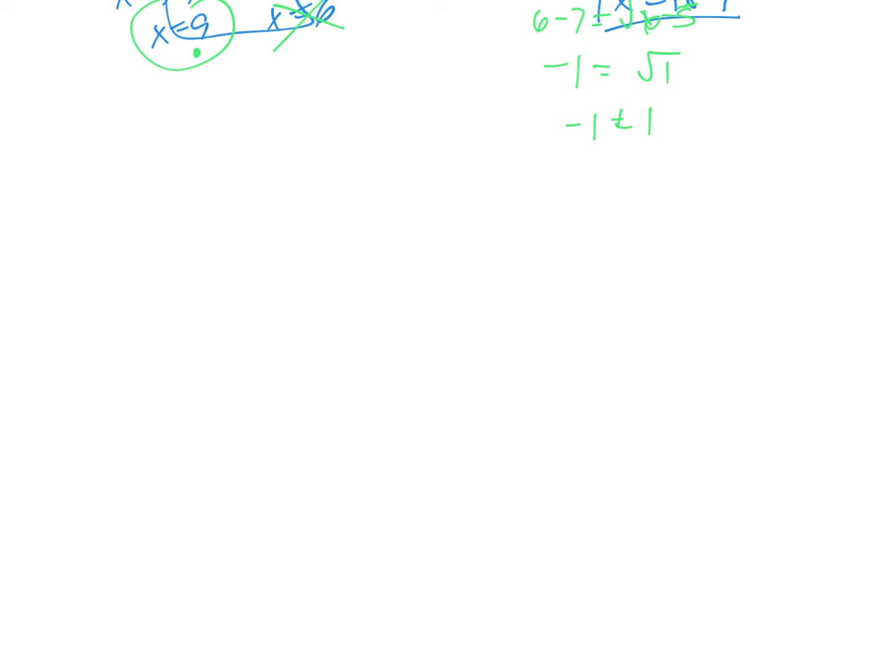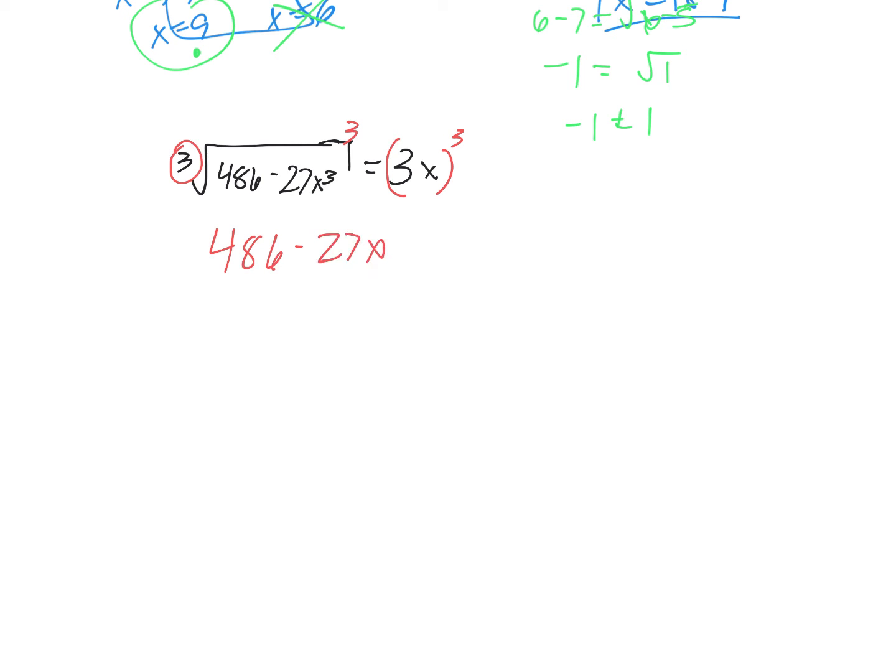Okay, so another one that I want to look at is when you have the cube root of 486 minus 27x to the power of 3 equals 3x, okay? So this is what I mean. I have a 3 and an x on this side, so I'm going to put that to the power of 3. This is isolated, so I can take this to the power of 3. We get 486 minus 27x to the power of 3. Don't forget, this means 3x times 3x times 3x. So this is 27x to the power of 3.